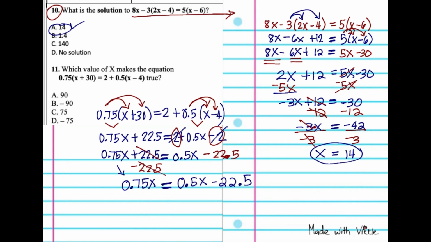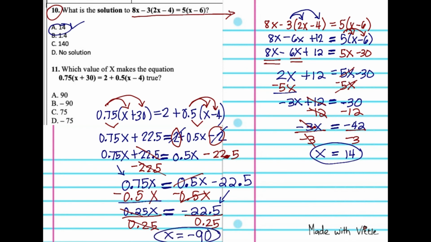Eliminate that 0.5x on the right side of the equation by subtracting 0.5x on both sides. Now divide both sides by 0.25. Therefore, our answer, or the value of x, is negative 90.